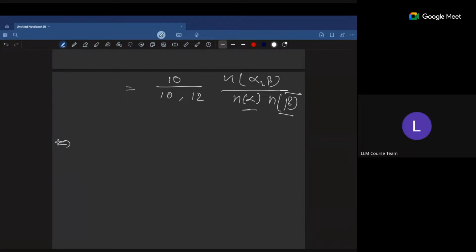Doesn't it mean that whenever alpha comes, they occur together more times rather than being separated? Yes. So it means that whenever alpha comes, it is most likely that it will come paired with beta, right? Or say whenever beta comes, it is most likely that it will come in the pair with alpha, right? That's what it means.